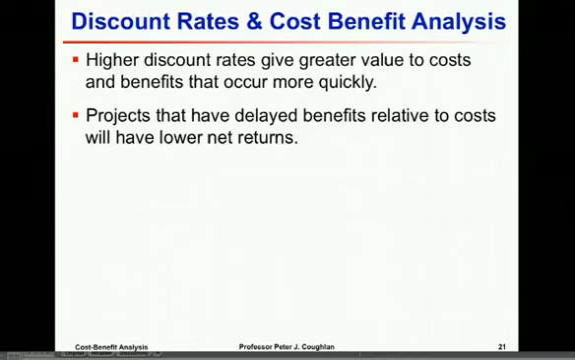And in general, that choice of rate, obviously the higher the discount rate, this idea of being more present-focused, will give much greater value to costs and benefits that occur more quickly. And therefore, projects that have a delayed benefit relative to cost will have lower net returns. Benefits tend to come in the future, costs tend to come much more in the short term, benefits more in the long term. Well, the longer that long term is, the lower your net benefits or net returns are going to be.